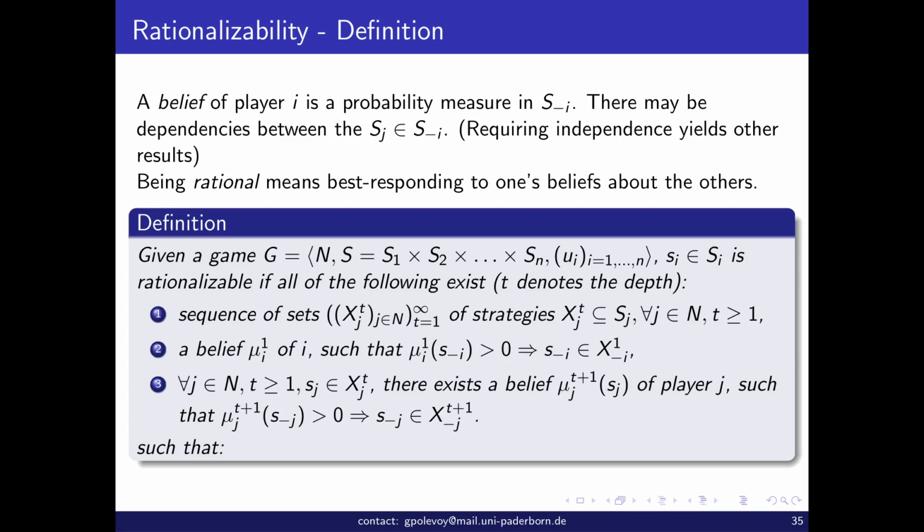And being rational means that you just best respond to whatever you believe about others. The thing is that what you believe about others, unlike what we did in Nash equilibrium, does not have to be what they actually do. And there is no requirement that what I believe about John coincides with what I believe that John believes about what Jane believes about John, or what I believe that Helmut believes about John.